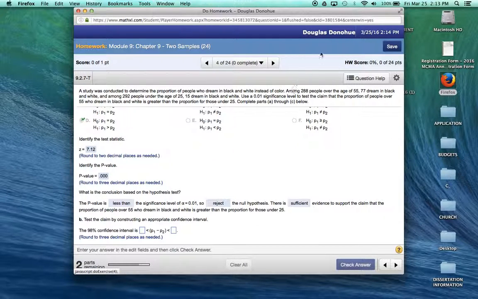And I hope that that helps you get a little introduction to StatCrunch with 2 samples.